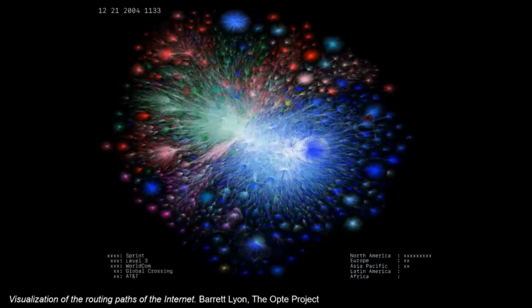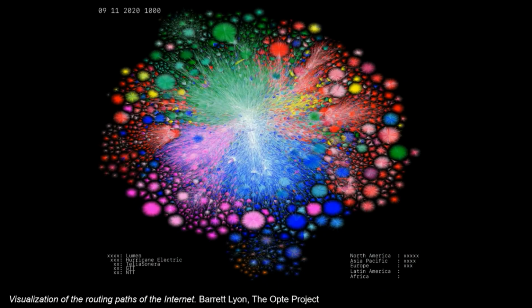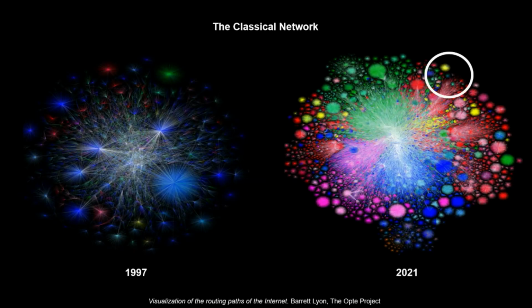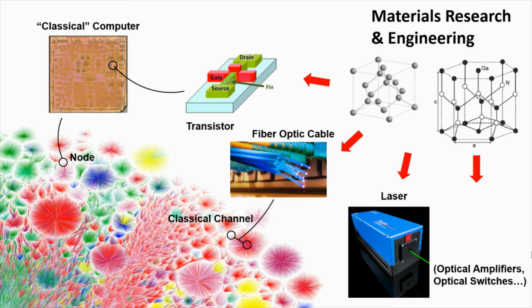This is the internet and how it's evolved since 1997. Each line on this graph is a connection between two host computers. And if you zoom into any part of this massive network, you'll see that every system that makes it function is the result of a long research effort focused on understanding materials.